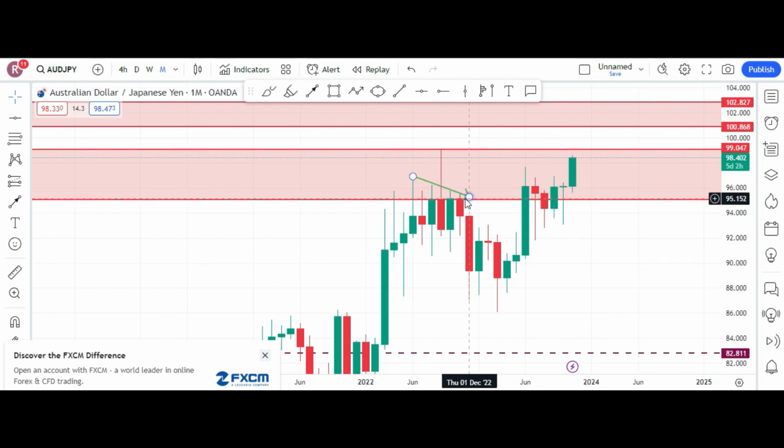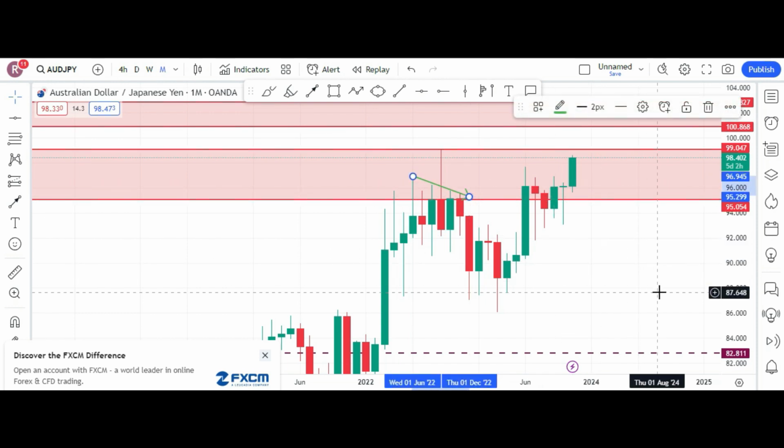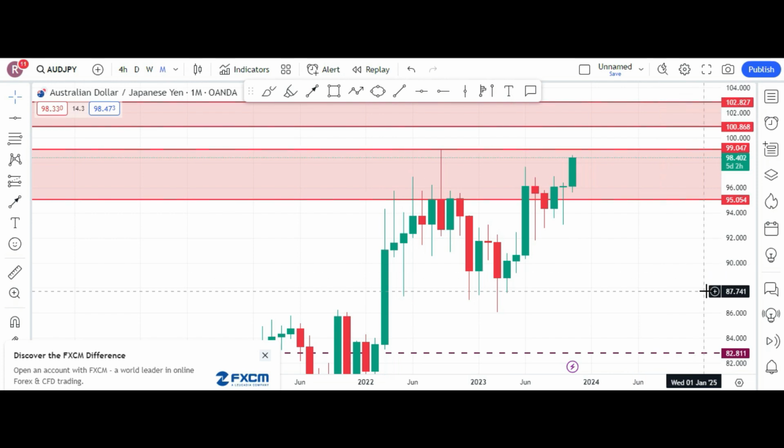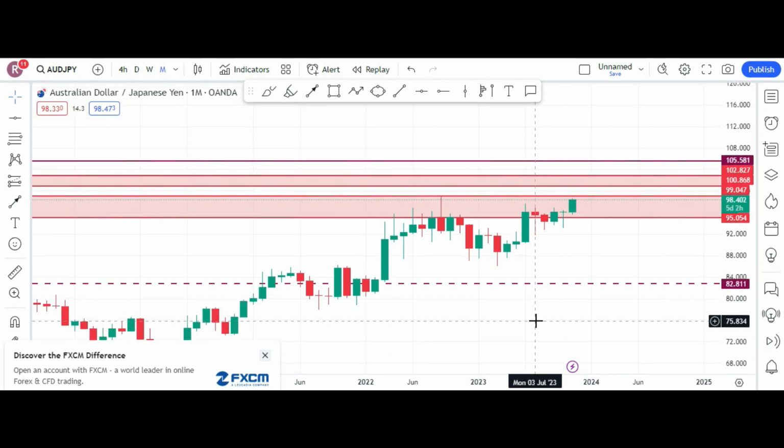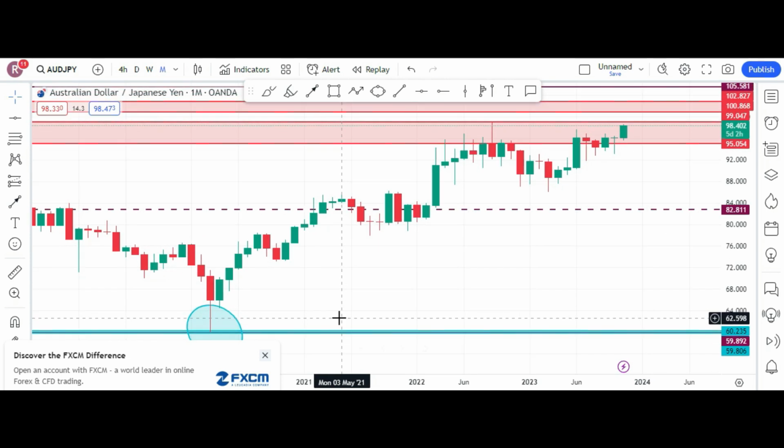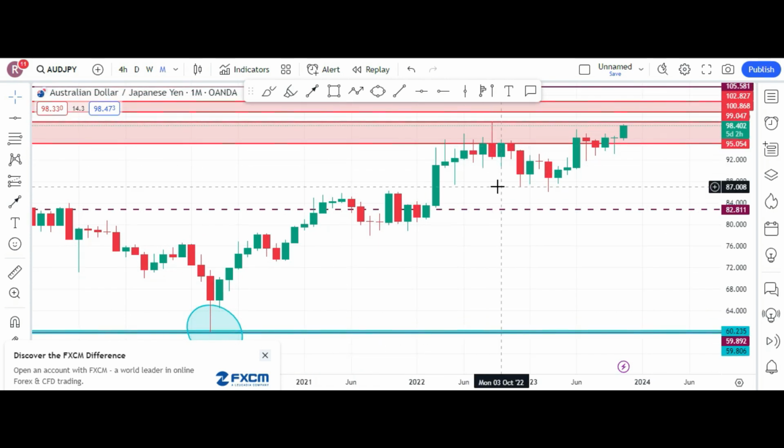So now my question is this: if we see the whole picture in context of the initial, that this was the bottom which created this double top, I don't think it is a double top anymore. It is a multiple top.